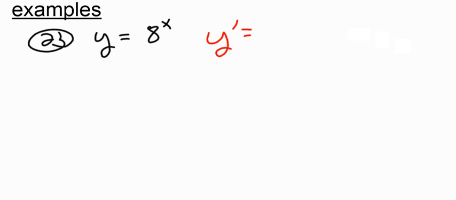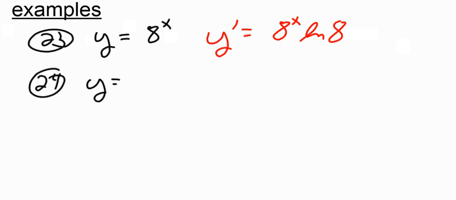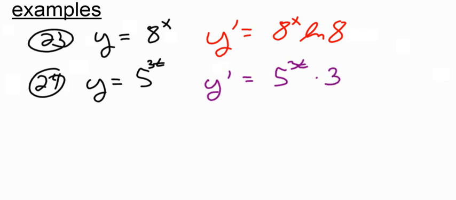Number 23. I'm given the function y equals 8 to the x, and I want to find its derivative. It should be 8 to the x times ln of 8. But let's do one more that's maybe not as simple, where I'm given y equals 5 to the 3t. I have to deal with that 3 coefficient of the exponent. So for the derivative of this one, I'm going to have 5 to the 3t times 3 ln of the base, the 5.